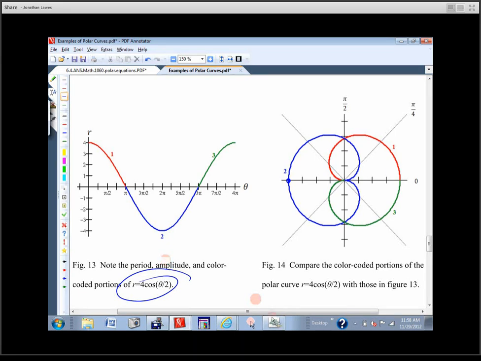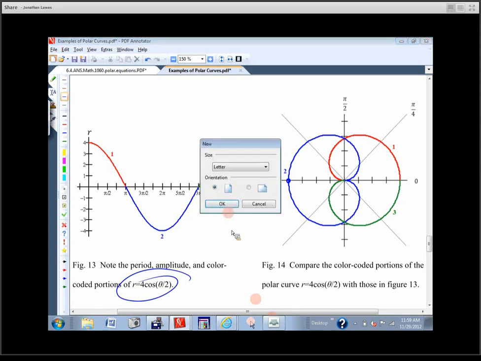Okay. Any questions from 6.4? Have you started 6.4? We're good? Okay. How do you graph number 52? What is 52? R equals 2 plus cosine.